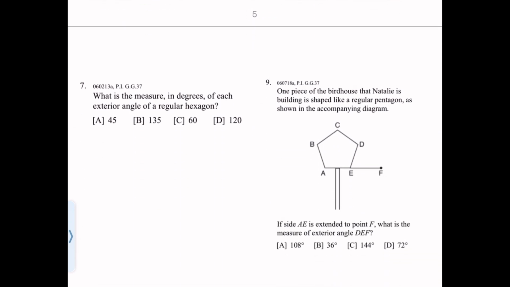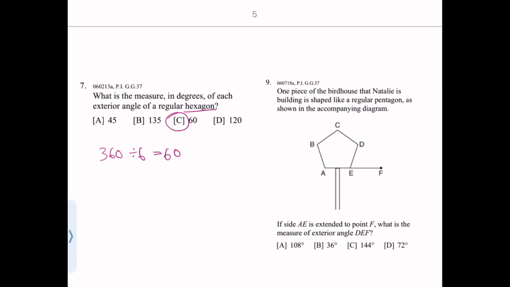What is the measure in degrees of each exterior angle of a regular hexagon? So we know that a hexagon has 6 sides. So all we need to do to find one exterior angle is just do 360 divided by 6, which is equal to 60. So the answer is C.